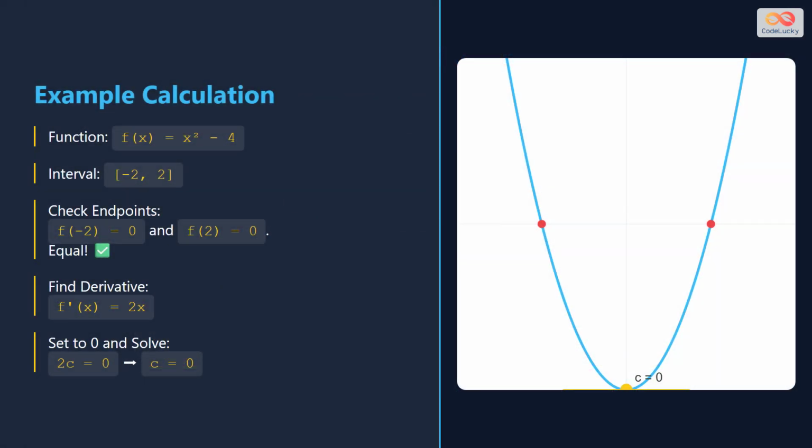Let's try a quick example with the function f of x equals x squared minus 4 on the interval -2 to 2. First, we check the endpoints. f of -2 is 0, and f of 2 is 0. They are equal. Since it's a polynomial, it's continuous and differentiable. We take the derivative, which is 2x. Setting 2c equal to 0 gives us c equals 0. This confirms that at x equals 0, we have a horizontal tangent.